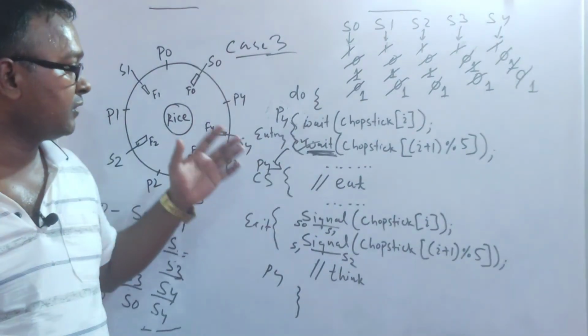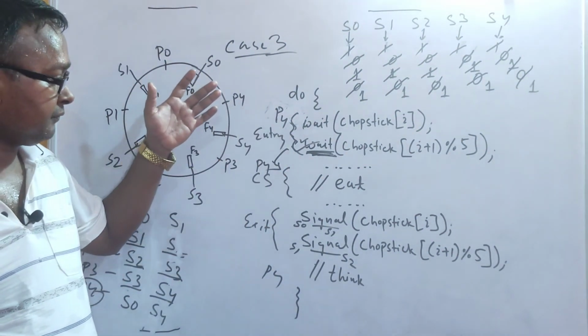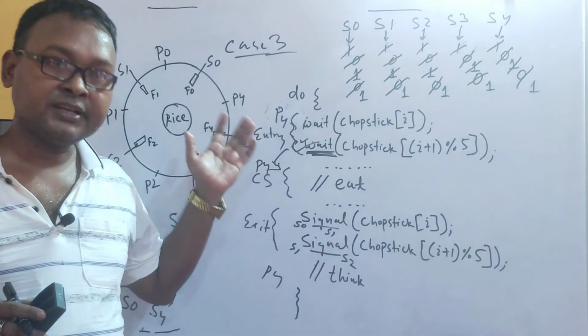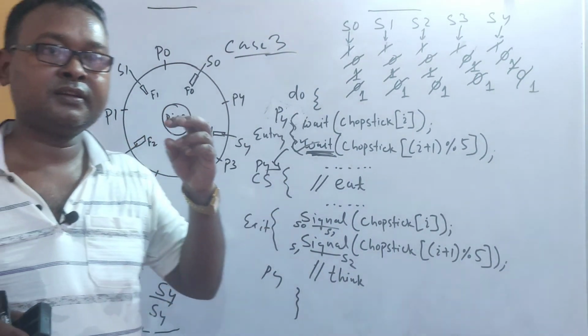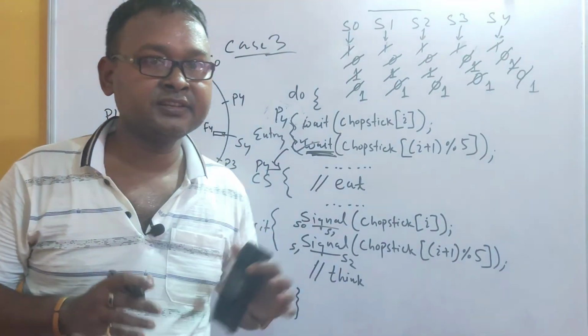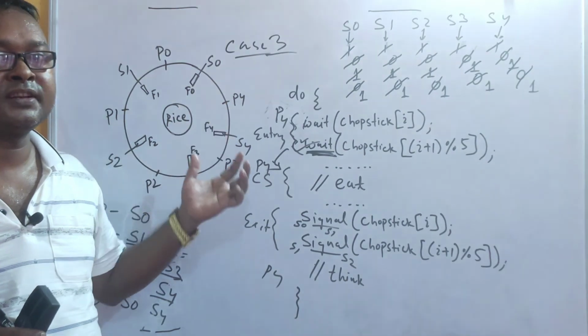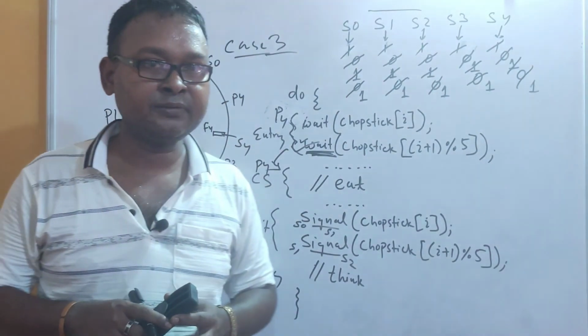Right? Understood? I hope you understood the dining philosophers problem and its solution by using the semaphore. And I have shown you the 3 cases, case 1, case 2 and case 3. I hope you understood very well.